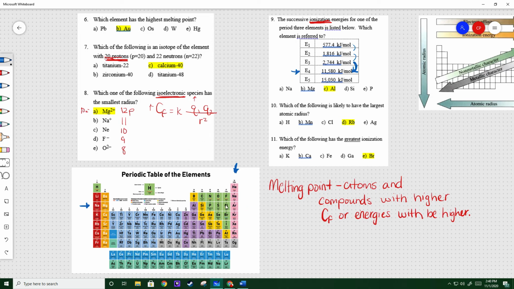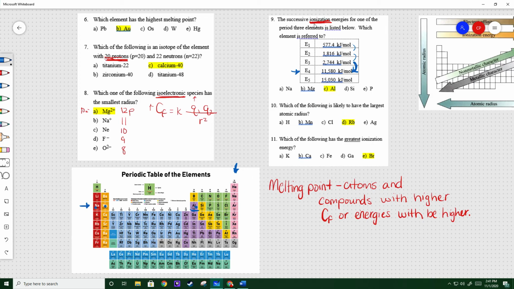So if it's one of these, it would be aluminum. And the reason it's aluminum is because it takes 3 electrons before it can be neon. And that's why I know it is aluminum, okay?